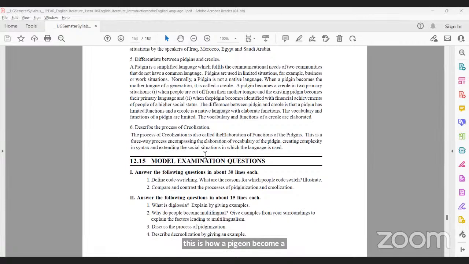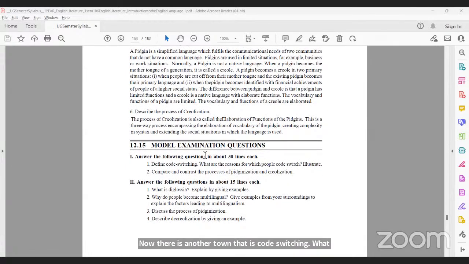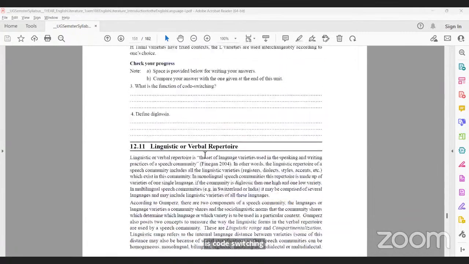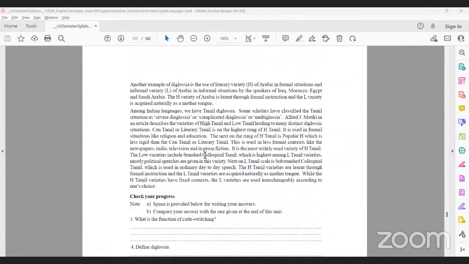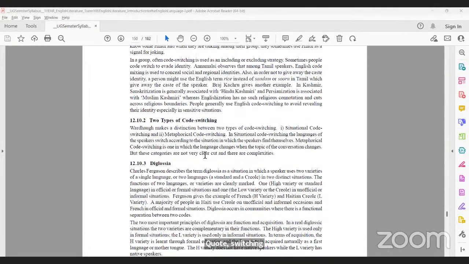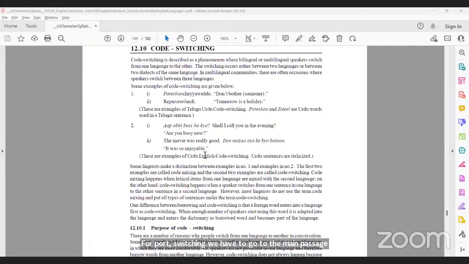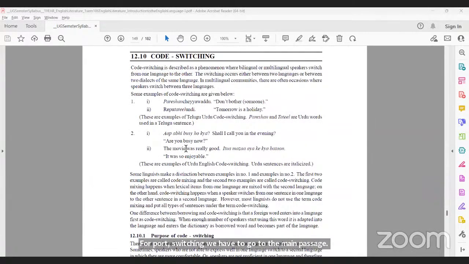Now there is another term, that is code switching. What is code switching? For code switching, you have to go to the main passage. There are certain examples. It's a basic way of switching from one particular way of speaking to another way, so that the other person can understand easily. Okay.